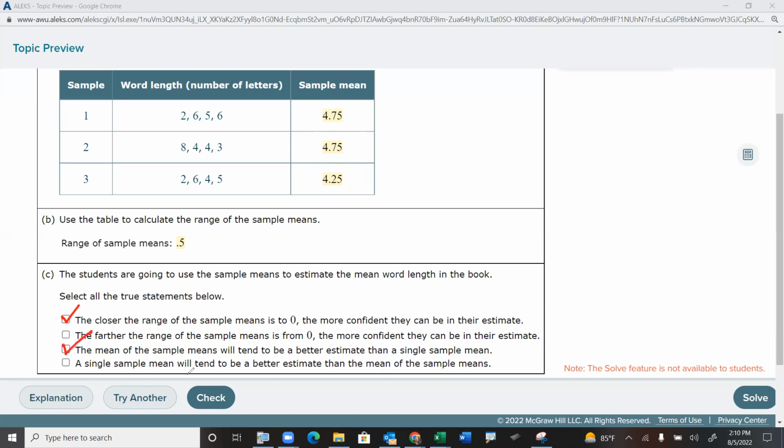The last one, a single sample mean will tend to be a better estimate than the mean of the sample means. Well, that's kind of the exact opposite of what we read. That would be saying, yeah, I think I'll just take, maybe that one, and I'll ignore these. And it's like, well, that was perfectly valid data right there. Why are you throwing that out? Let's keep all of it together, like we did on the third box. So that would be how you would do it.